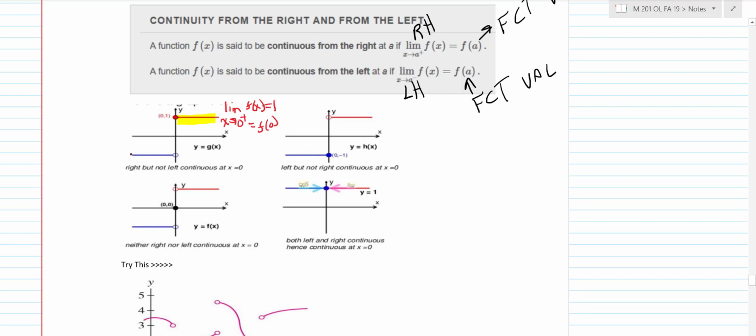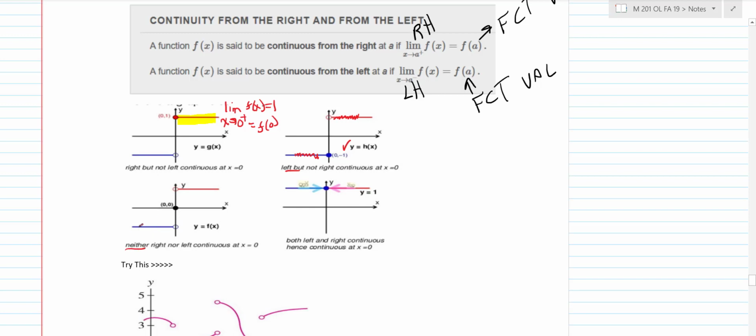It's not left continuous because there's that bubble there. So the limit would be approaching some value that's not the same as the function. If you have the solid dot coming from the right, you're continuous from the right, but not from the left, because the value of this limit is not the same as that function value, which is 1. This one's the opposite situation. It would be left continuous because the value of this limit is the same as the function value, which was negative 1. We're not right continuous because the value of the limit is not the same as that function value.